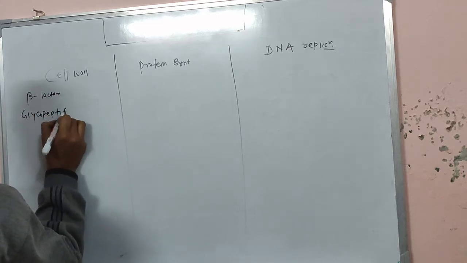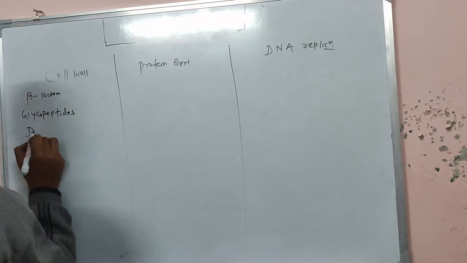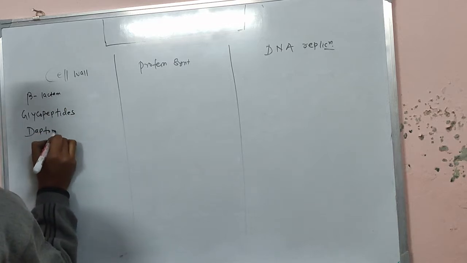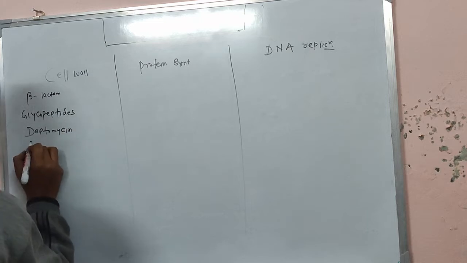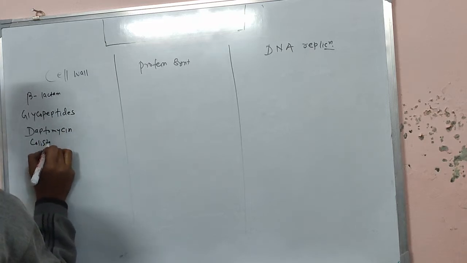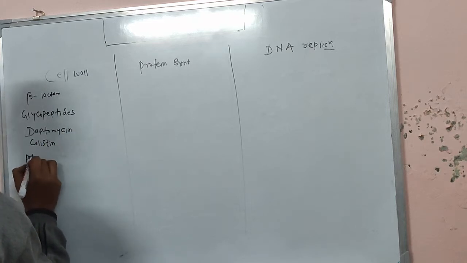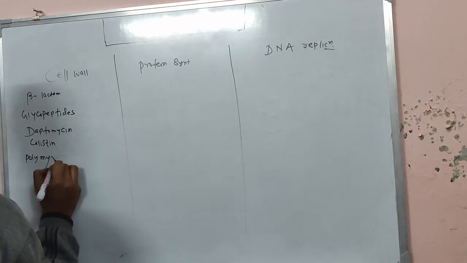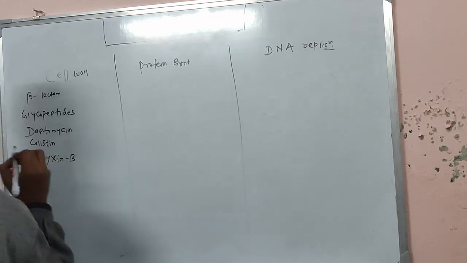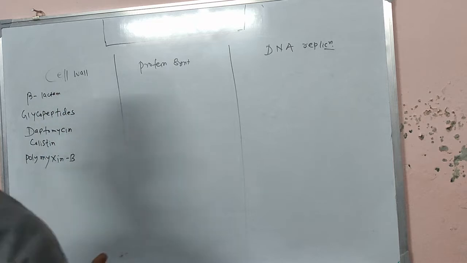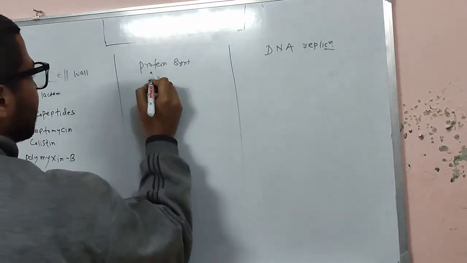Which include vancomycin, teicoplanin. Another, daptomycin, correct? Another, colistin, polymyxin B. Okay. Now tell me some protein synthesis inhibitor antibiotics.